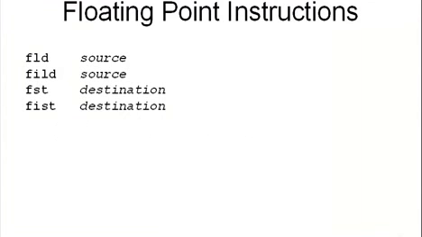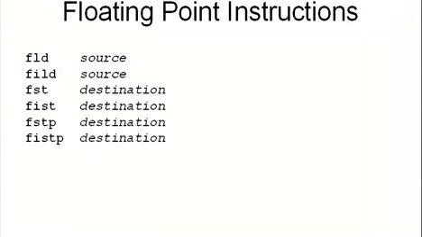There are two versions of these last two instructions, two that modify the stack. These two instructions work the same as the previous two, except the P on the end of them specifies that the stack is popped. The value in the ST0 register is popped off the stack and discarded after it is converted and stored in the destination.